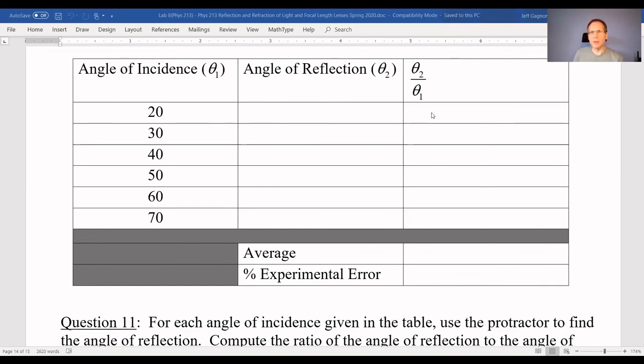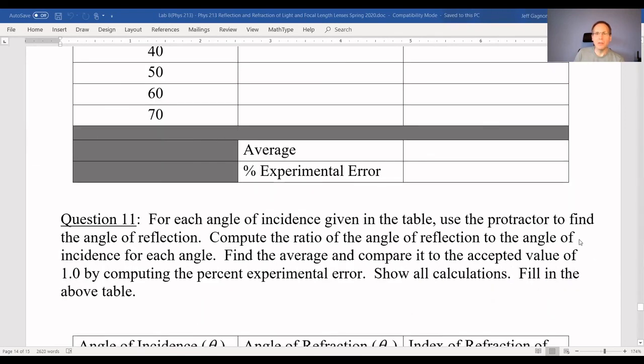Now we know that in most cases they're going to be very close, if not exactly equal to 1, right? So you should probably get something very close, if not exactly 1 there. Then you're going to average those 6 values, and then compare that average, think of this as your experimental value, to the accepted value, which should be 1, right? That ratio should be exactly equal to 1. And you'll compare them by computing the usual percent experimental error. Make sure you show me that percent experimental error.